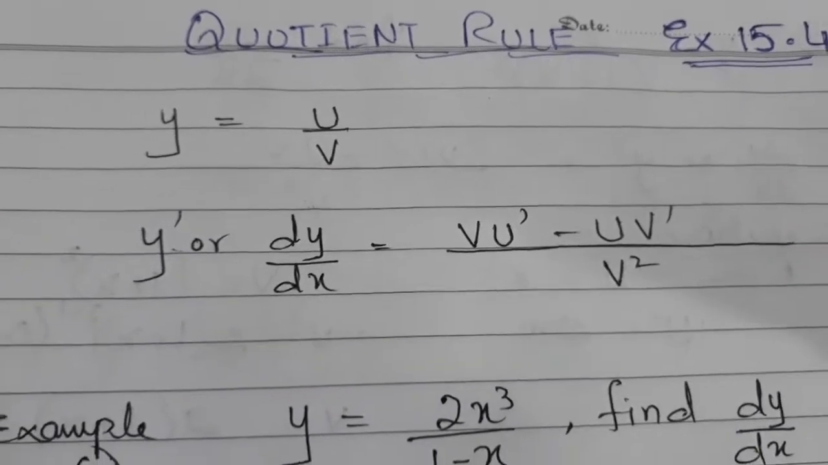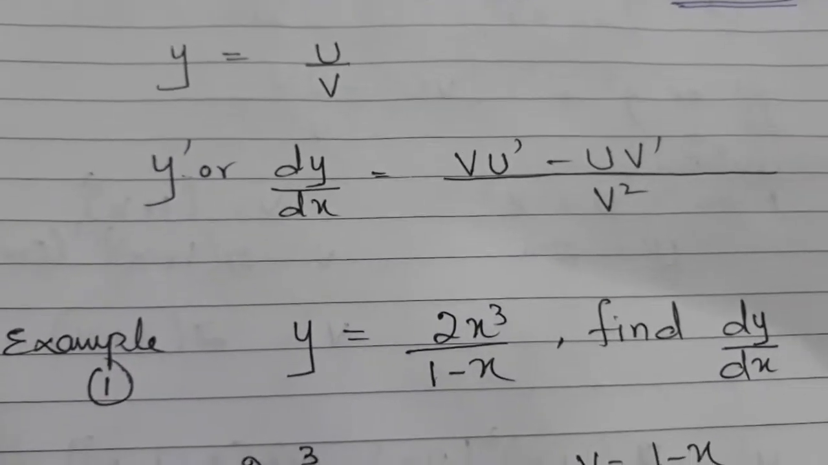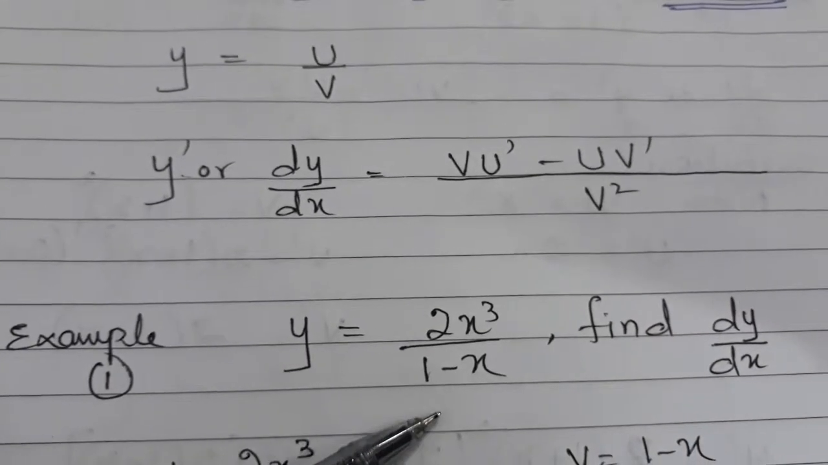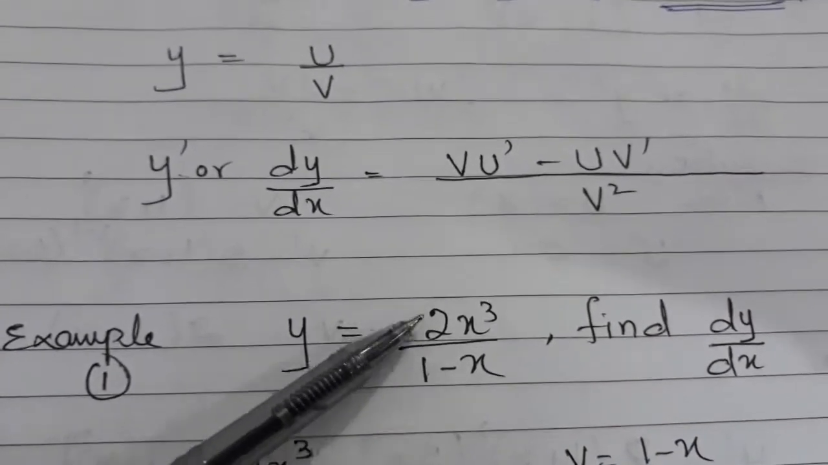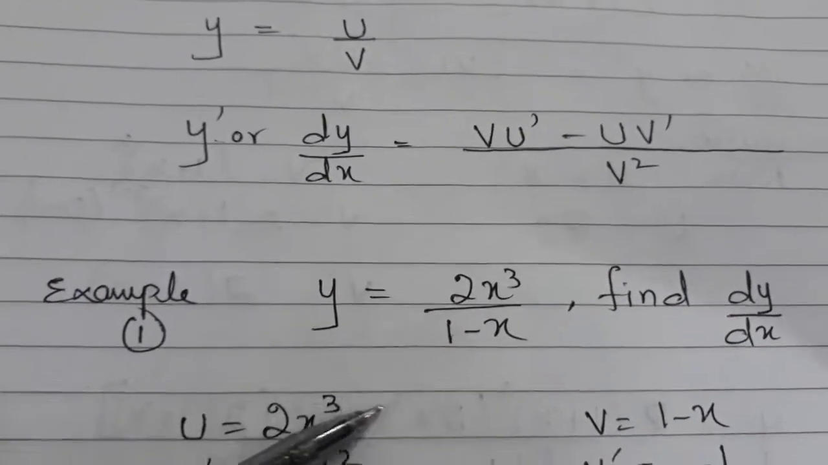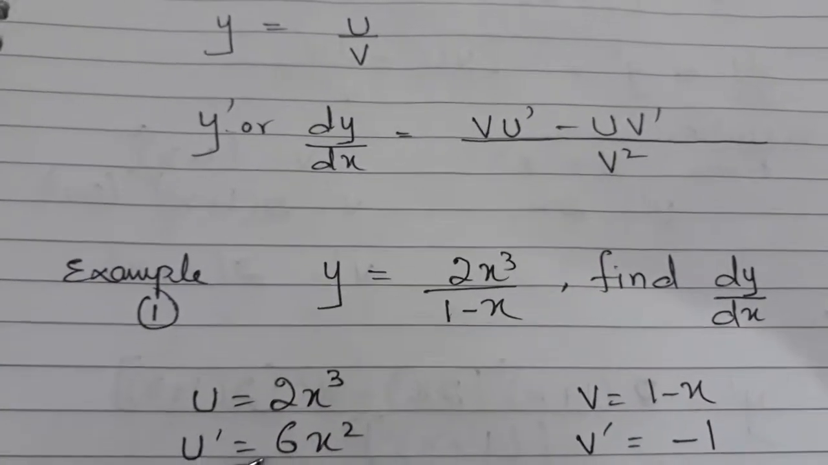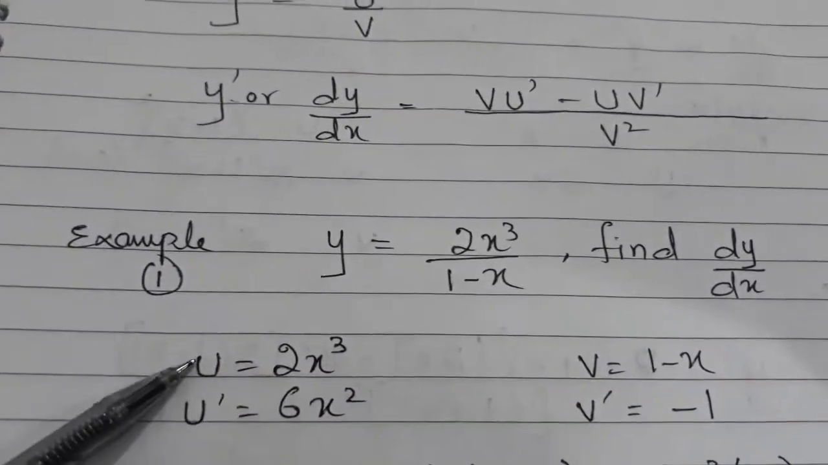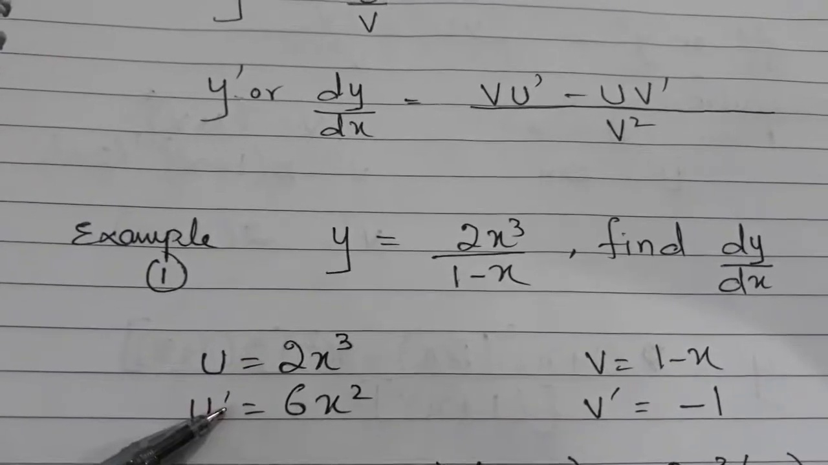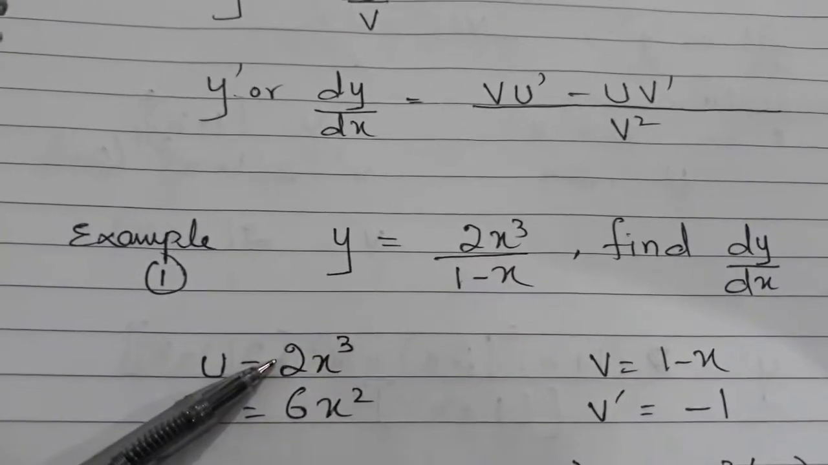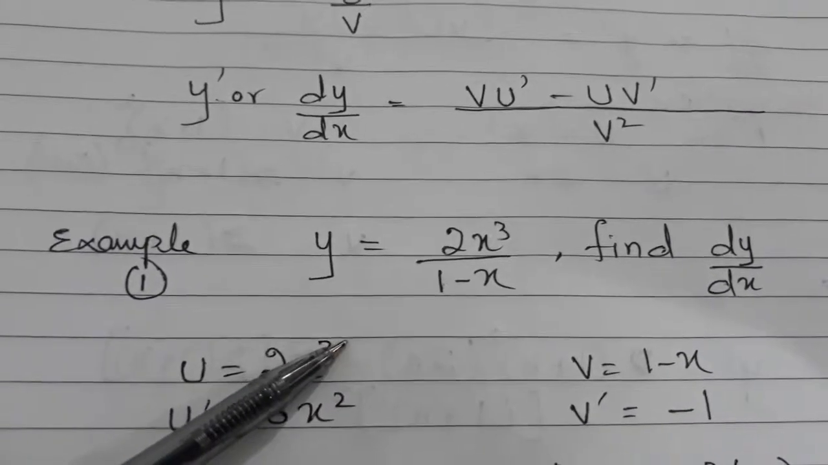Let's take an example so that we can understand better. The function is 2x cubed divided by 1 minus x. So this is my u and this is my v. I'll find the derivative of each separately so that I can plug into this formula. The differentiation of u is 6x squared. I'm repeating, 3 multiplied by this and then 3 subtracted by 1.